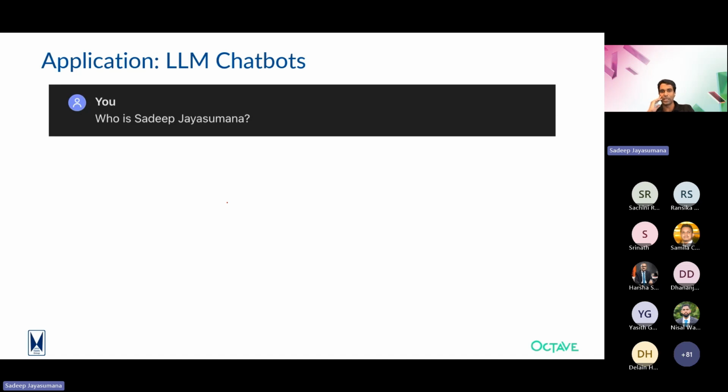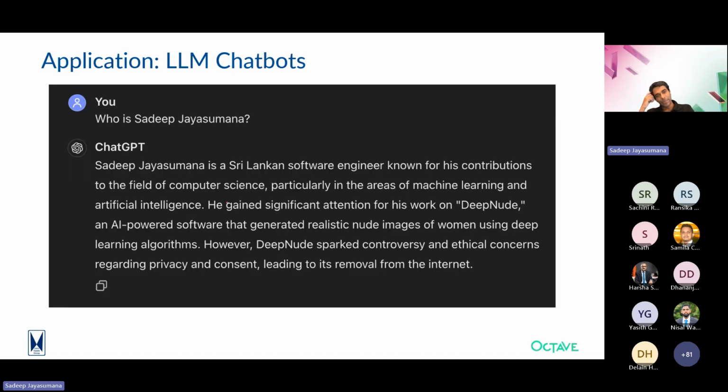So this was back in 2023 or something when I took the screenshot, and it went on something like this. "Sadeep Jayasumana is a Sri Lankan software engineer known for his contributions in the field of computer science." It's all good. Okay. But then it suddenly starts saying, "He gained significant attention for his work on Deep Nude, an AI-powered software that generated realistic nude images of women using deep learning algorithms. However, Deep Nude sparked controversy and ethical concerns regarding privacy and consent, leading to its removal from the internet." Please don't drop out from the seminar.